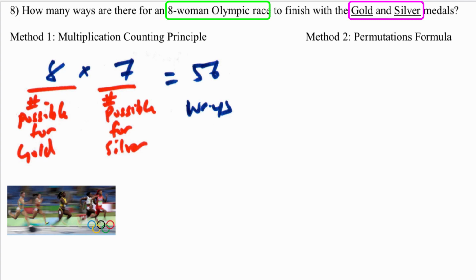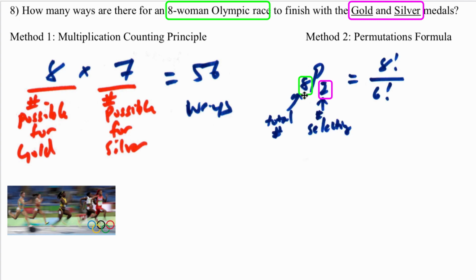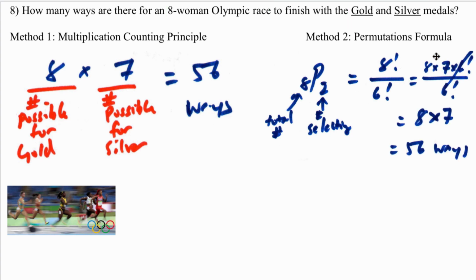The permutations formula again looks like this. You put the total number you're picking from on the left-hand side, 8, that's an 8-woman race. P, how many are you selecting for arrangement? 2, right? Gold and silver only. And the formula goes 8 factorial on the top over 8 minus 2 factorial on the bottom, so over 6 factorial. 8 factorial is really just 8, 7, 6, 5, 4, 3, 2, 1. 6 factorial is just 6, 5, 4, 3, 2, 1. But these just cross off, and you're really just left with 8 times 7, which is the same thing as doing the multiplication counting principle. So you could do either one here and you get 56 ways.